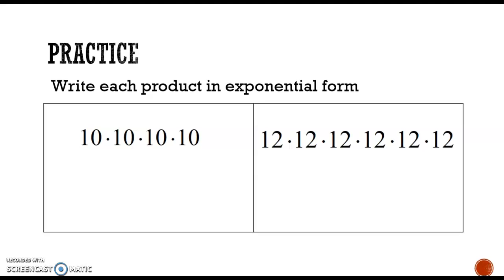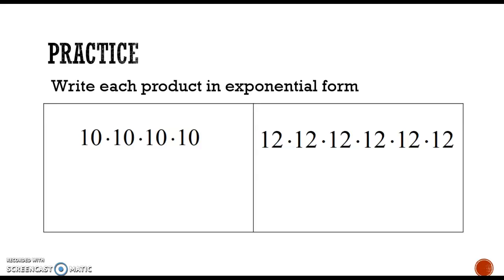Alright, so let's try these ones. Write each product in exponential form. Remember, exponential form means it has an exponent in it. Okay, so it's a dead giveaway that we're not looking for the final answer. We're not evaluating, because evaluating gives the final answer and doesn't have an exponent in it. So we're working backwards on these ones.